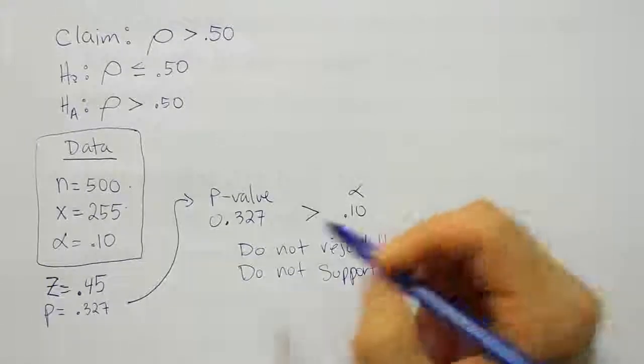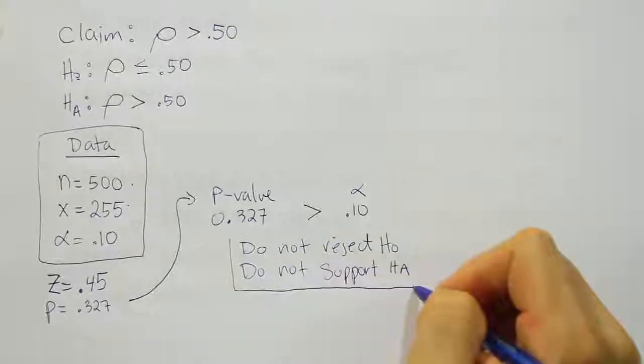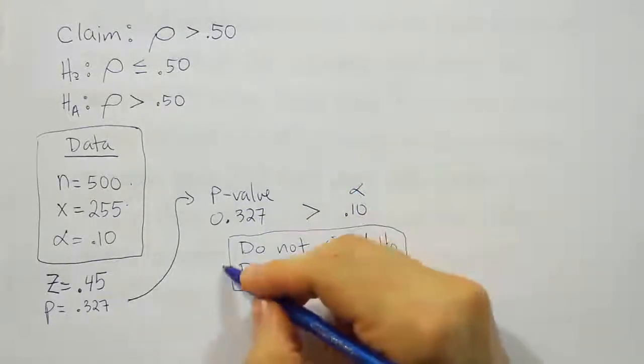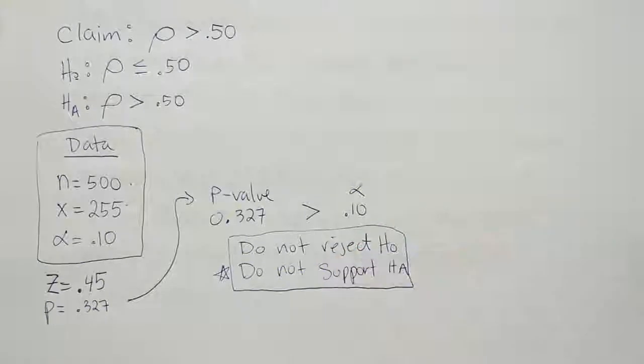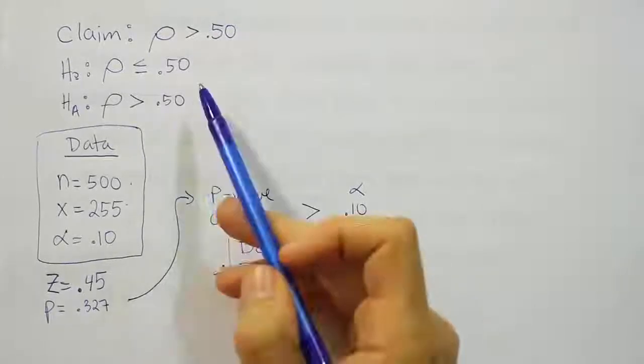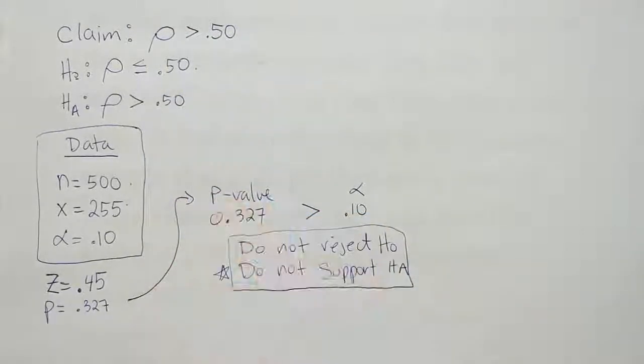HA. Okay, so those are our conclusions, and in terms of our claim, since our claim is HA, we would be saying that we do not support the claim. So the senator's claim doesn't seem to be valid according to this sample data, or at least the sample data is not strong enough to support the claim. Notice we can't overturn the H0, which is assumed to be true.